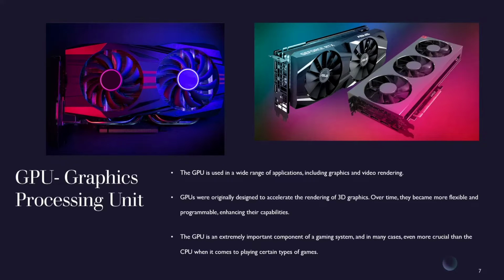There are 2 kinds of GPUs. One is an integrated or embedded GPU that lives directly on and shares memory with the CPU, and the other is the discrete GPU that has its own card and memory. The GPU is an extremely important component of a gaming system, and in many cases even more crucial than the CPU when it comes to playing certain types of games.